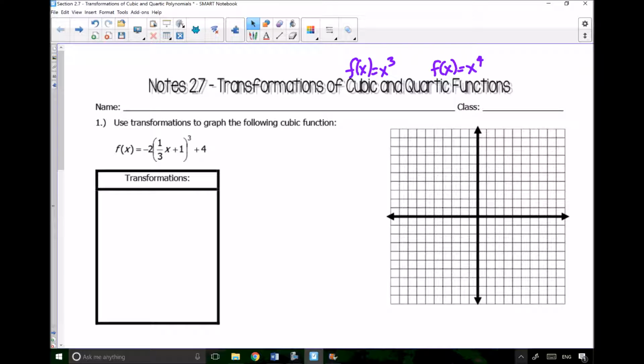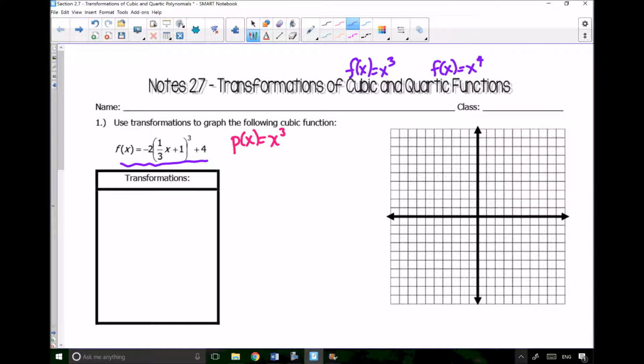It says use transformations to graph the following cubic function. So f of x equals -2 times 1/3 of x plus 1, cubed, plus 4. So the first thing I need to do is identify, well, what's my parent function? Well, I know my parent function is x to the power of 3. Okay, so now let's figure out what kinds of transformations are happening here in order to figure out how to graph this out.